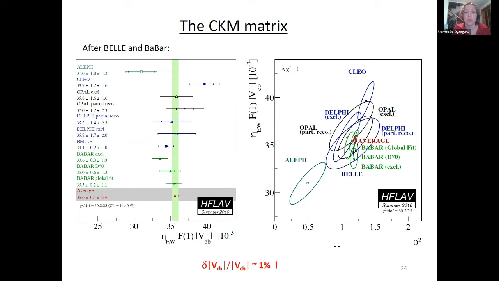For Vub, which we were discussing yesterday, it is also performed in a similar way. Now in the case of Vub, it is much more complicated because you have much more background. You have to reduce the charm background, which is much more abundant. But it is a similar thing.